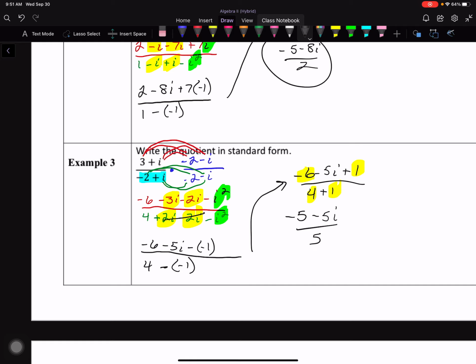Now, every once in a while, this happens where all three of these numbers are divisible by the same number. And if you can, you should simplify that. So if you divide them all by 5, we end up with negative 1 minus i over 1, but the over 1 is not necessary. So if I simplify completely, there we go.